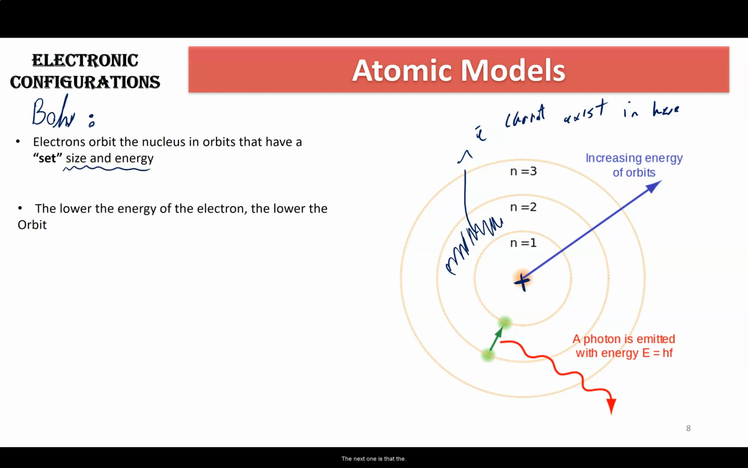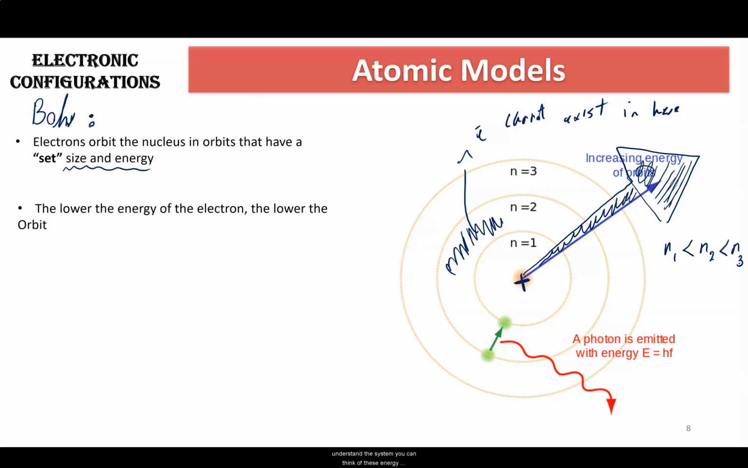Now, the next one is that the energy levels that are closer to the core, to the positive sign, to the nucleus, are going to be lower. They're going to be lower in amount of energy. So in other words, the amount of energy is going to be increasing inside out. So as a result of that, you can conclude that N1 is going to be lower in energy than N2, which is lower in energy than N3.